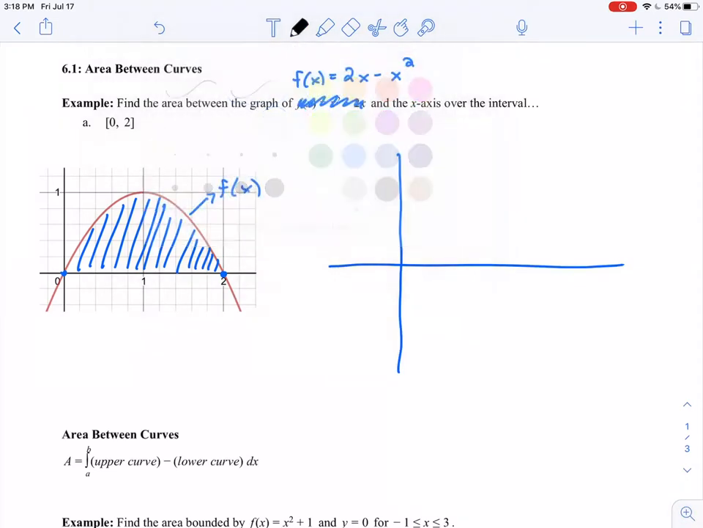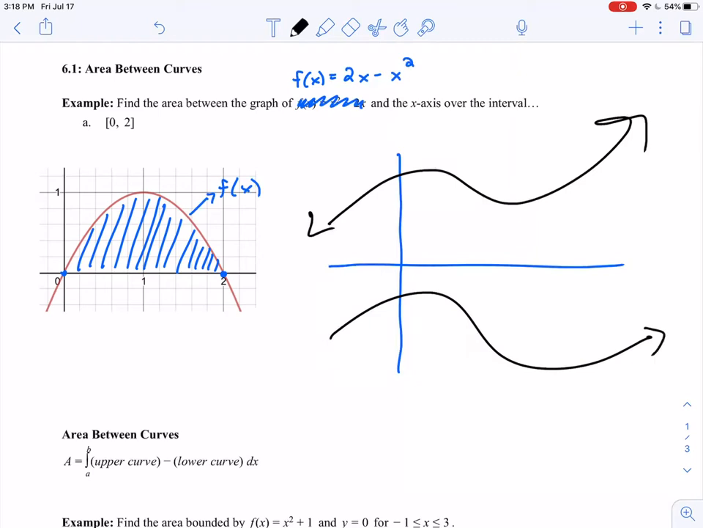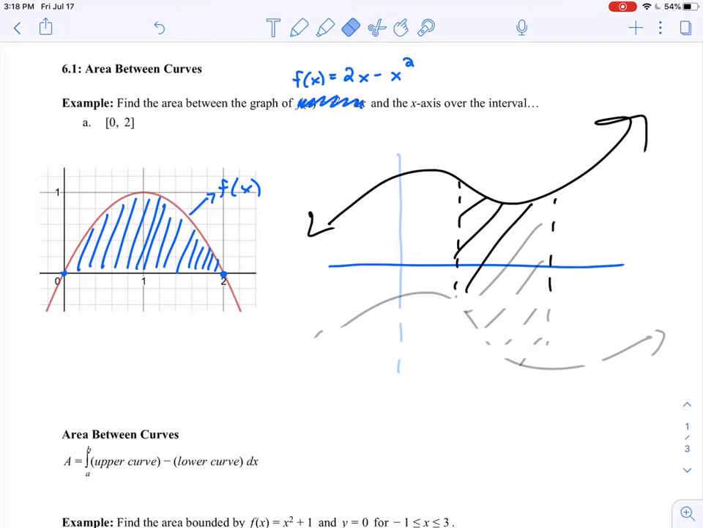So if I have some curve, perhaps it looks like this, and then another curve down here, can I find the area in between those two curves using definite integrals? It turns out that the answer is yes, we can, and it's a very logical process, I think. So let's just jump right in.